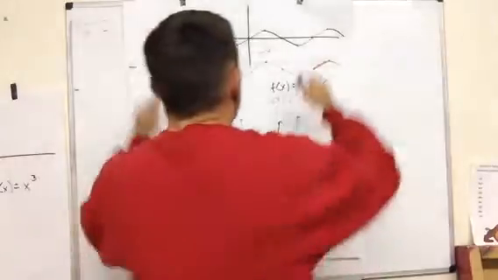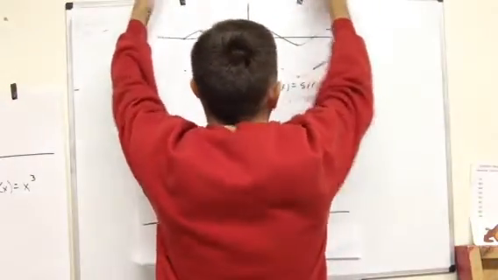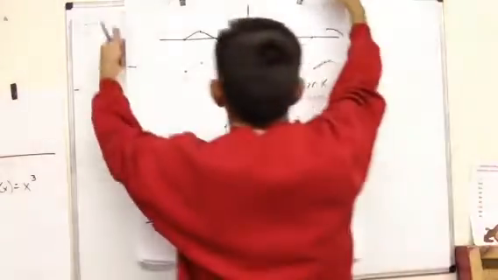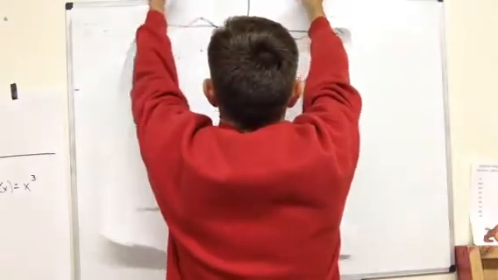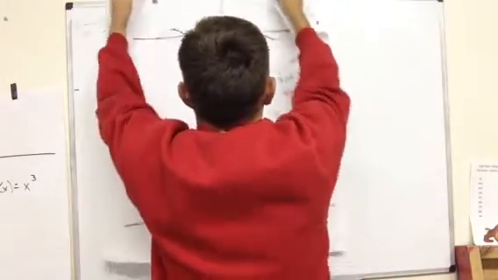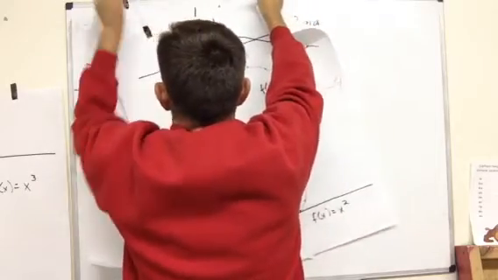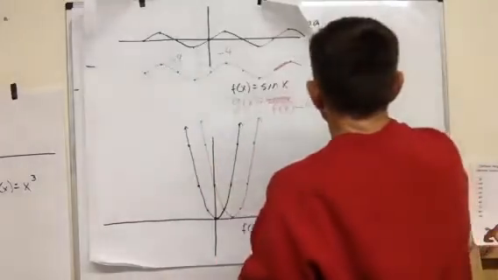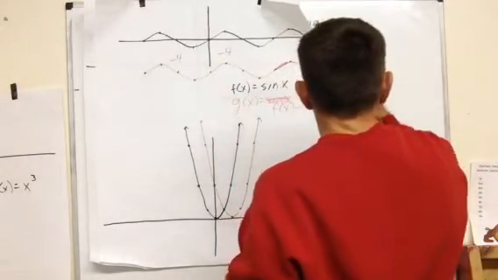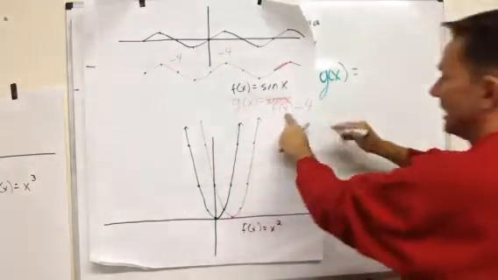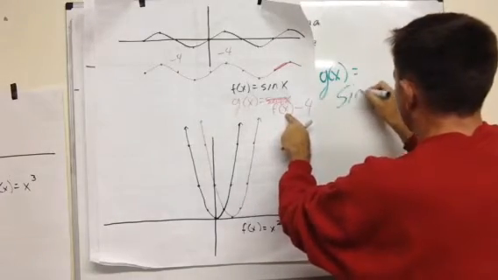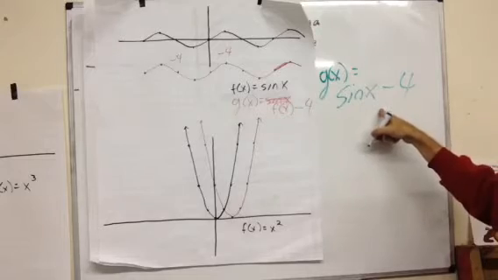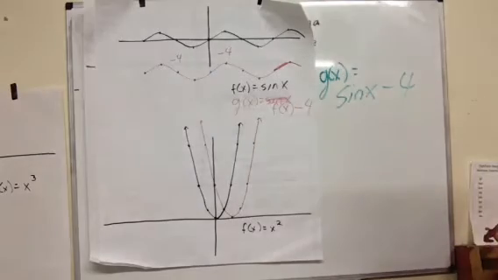So if we wanted to rewrite this with everything included, I'm going to move this over slightly. We could say this g of x now equals, substituting the f of x in, sine of x minus 4. It could also be represented like that. Same thing, we're just shifting it down 4.